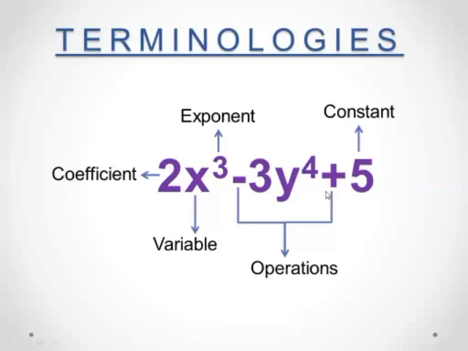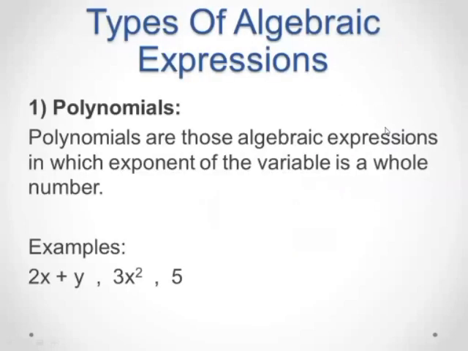Here this is also a three-termed expression. The terms are connected with plus and minus sign which are known as operations. The number which is written at the end, it is 5 and there is no variable written with it. We call it a constant.